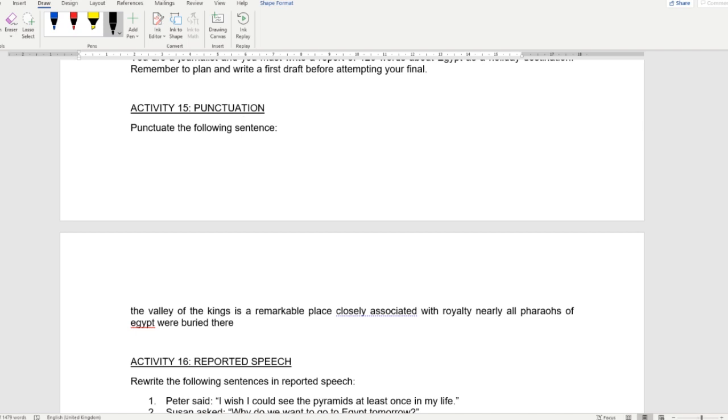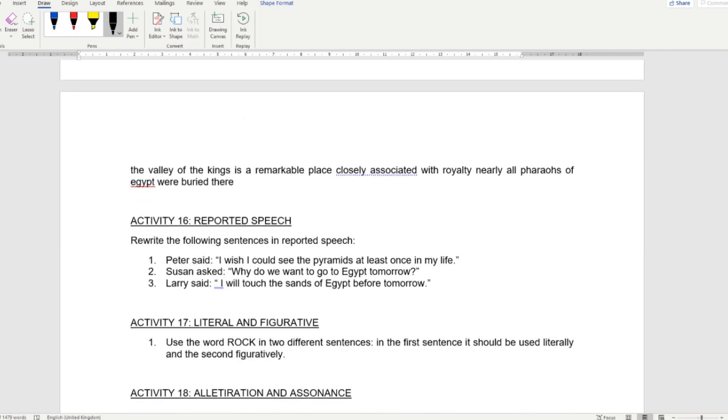Activity 15, which is punctuation. You have to punctuate the following sentence. So let's get started. We've got the beginning of a sentence, always with the capital letter. Valley of the Kings is, in this case, a proper noun. It's referring to a place. So valley is spelled with a capital letter and kings spelled with a capital letter. It's a remarkable place closely associated with royalty. That is a full sentence because we've got a subject, which is the Valley of the Kings. We've got the helping verb here, which is stating a state of being, is, and a remarkable place is my object.